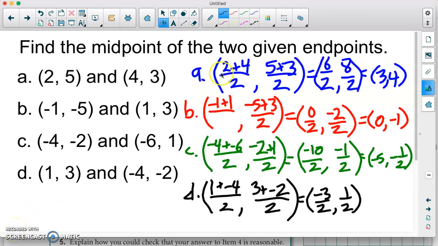Okay, for A, you can see the work right here. Your answer is 3, 4. 3, 4 would be the midpoint. For B, your midpoint is 0, negative 1. For C, your midpoint is negative 5, negative 1/2. So we won't put it as a decimal, we'll just leave it as a fraction. And then for D, your midpoint is negative 3/2, positive 1/2. Again, just leave them as fractions.